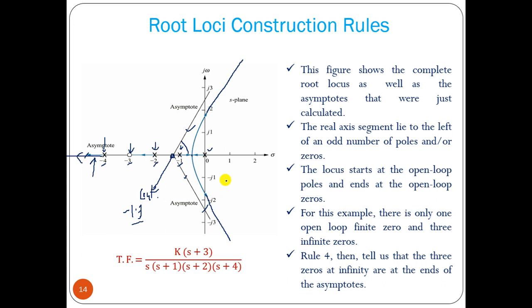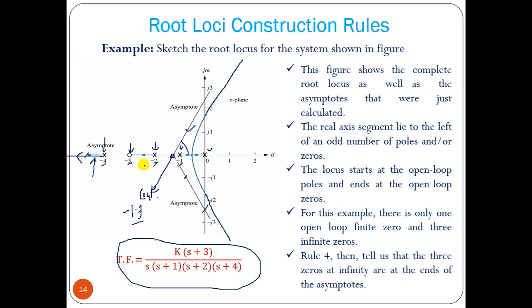So from any transfer function, the first thing we have to do is plot the pole and zero positions. We have to mark them in the S plane, then find out the real axis segment. Then you have to find out the centroid and asymptotes if required.